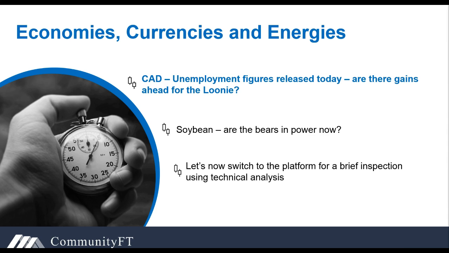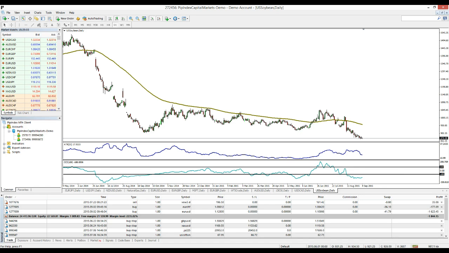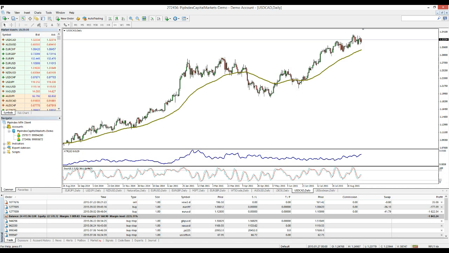So on the cards for us this morning, let's take a look at some economies and then some commodities. We'll take a look at the Canadian economy. We're going to analyse how the Canadian dollar has performed recently versus the US dollar, and then some potential movements to come pending some economic data today. And we'll also take a look then at soybean as well. So let us move to the platform for a more detailed inspection of those two.